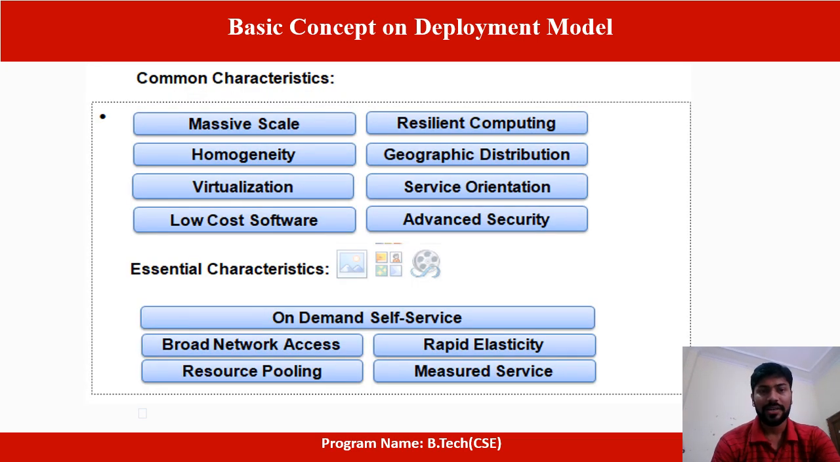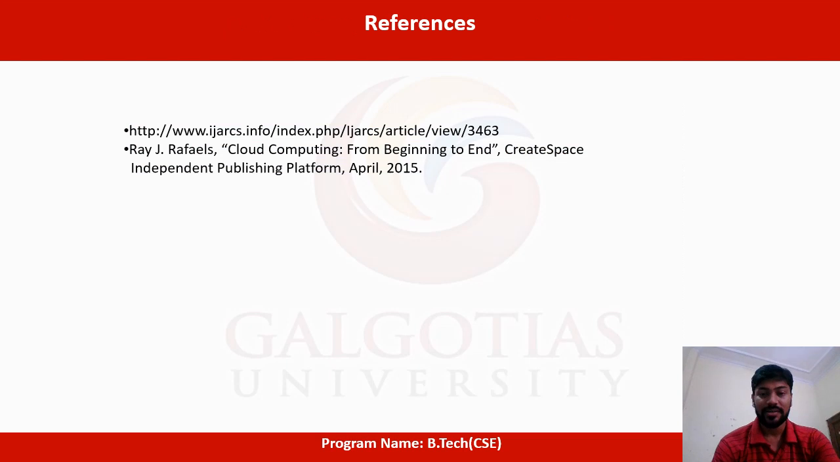These are the common characteristics: massive scale, homogeneity, virtualization, low cost software, resilient computing, geographic distribution, service orientation, and advanced security. And these are the essential characteristics: on-demand self-service, broad network access, rapid elasticity (elasticity means the resource can be scaled), resource pooling, and measured service.